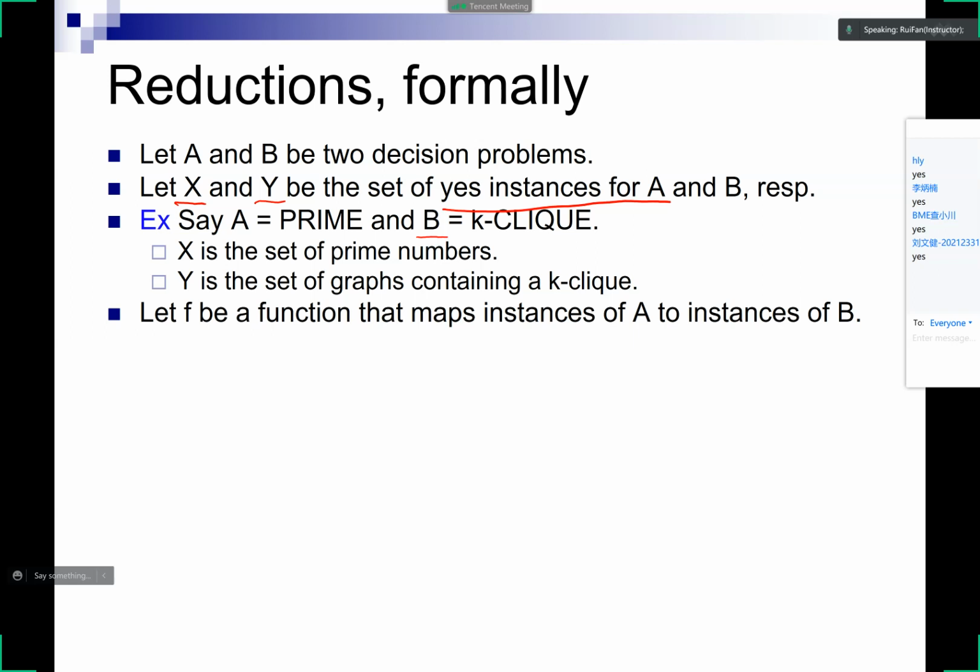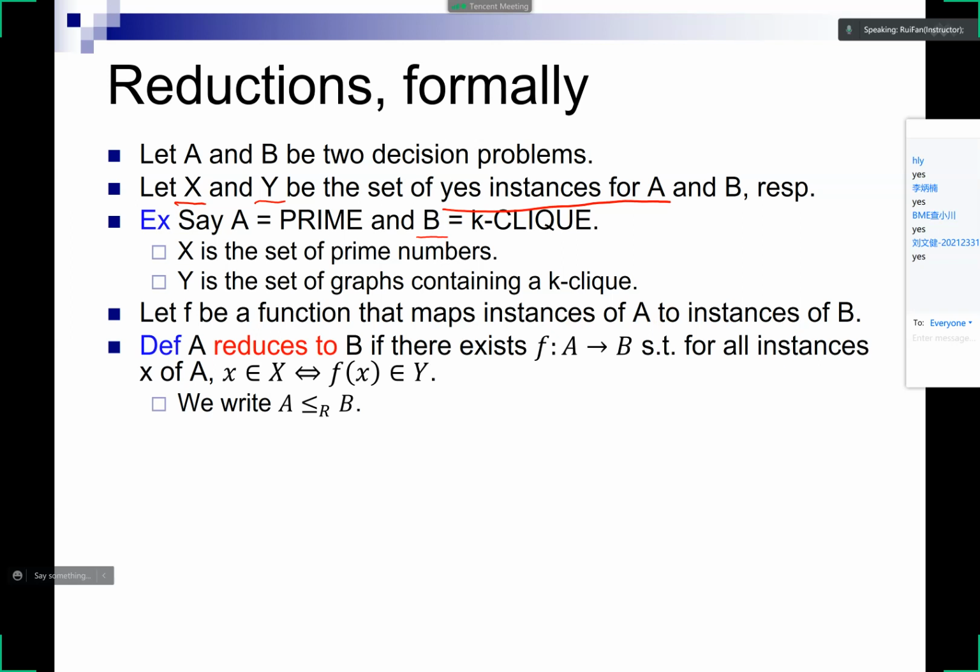Now we have a function f which can map instances of A to instances of B. I'll give you an example of that later. Basically, if f maps from this primes problem to the clique problem, then that means if I give you any number, this f function is going to convert it into a graph. So an instance of A becomes an instance of B.